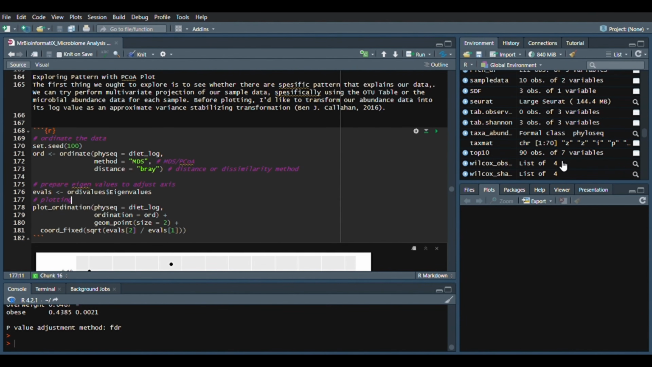And then plotting. We use plot_ordination, physeq equals diet_log, our data, ordination ord that we have created up here, and then geom_point size equals, and then coord_fixed with sqrt(evals[2] / evals[1]). This ensures that the axes are scaled appropriately based on the variance explained by the data. Let's run our code.